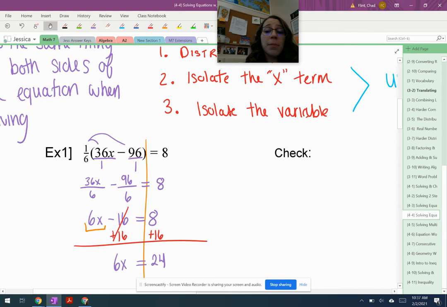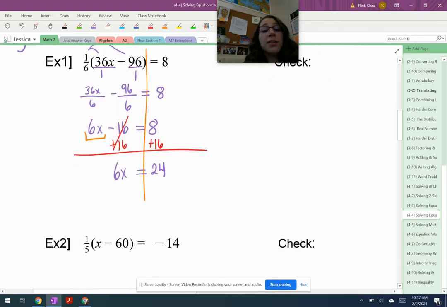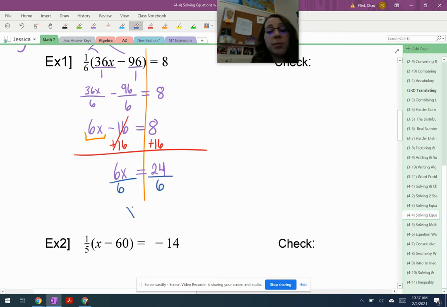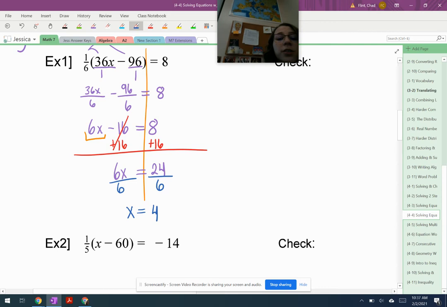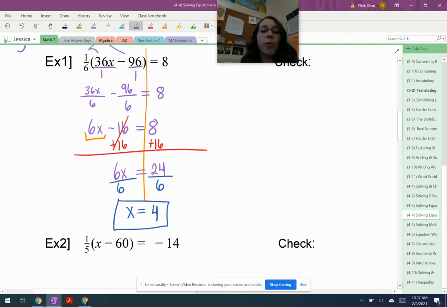Now, last step is to isolate that variable. The 6 is preventing the x from being by itself, and it's being multiplied, so I'm going to do the inverse of multiplication, which is division, and I am going to divide both sides by 6. 24 divided by 6 ends up being 4. So we've got x equals 4 for our answer.